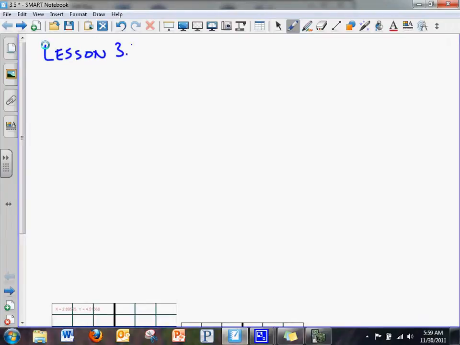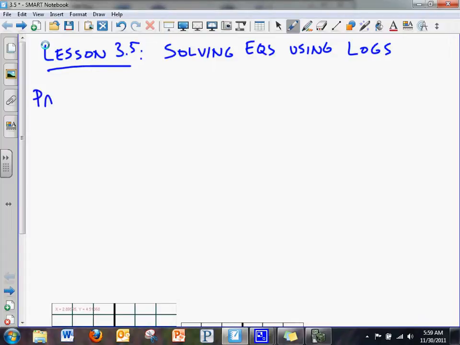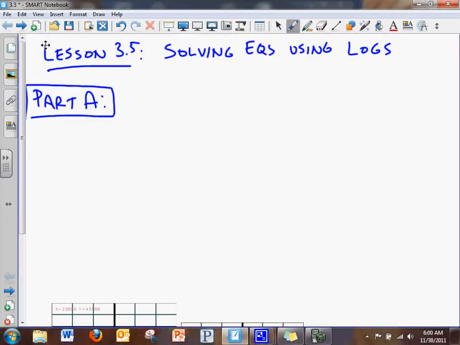This is going to be lesson 3.5, and we're going to end up solving equations using logs and exponential functions. So I'm just going to say just for now, using logs. All right. So in this lesson, this is part A. Like I said, it's going to be a four-part series, and this is part A.